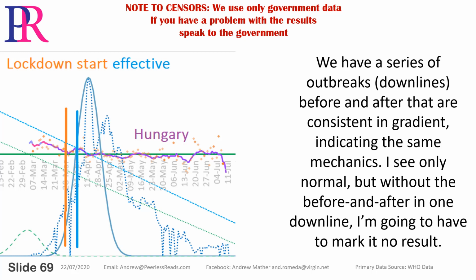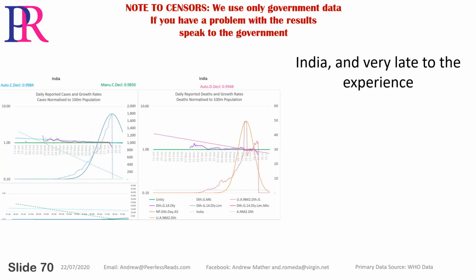We have a series of outbreaks, downlines before and after that are consistent in gradient, indicating the same mechanics. I see only normal, but without the before and after in one downline, I'm going to have to mark it no result. India, and very late to the experience.